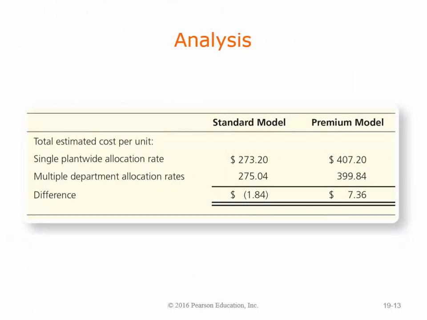All right. So now they just want to show you the difference. If you use the single plant-wide allocation rate, here's the costs you came up with, $273.20 for the standard model and $407.20 for the premium model. And then if you use the multiple department allocation rate, it's $275 and $399.84. So what you're finding is there's a little difference between using the two methods. And the multiple department allocation rate is more fine-tuned. That's probably closer to the actual cost of making each unit than the single rate, okay?